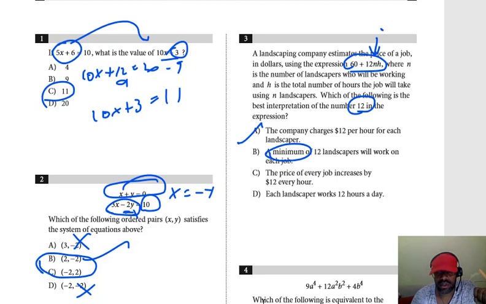It's not talking about the job. Okay, it's not talking about the job. Each landscaper works 12 hours. No. So obviously the answer would be A.